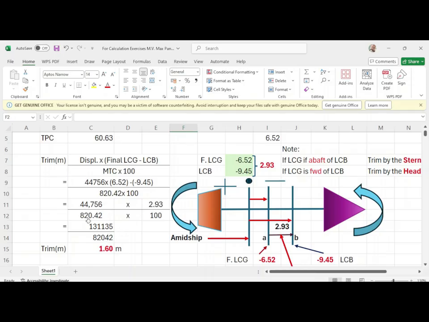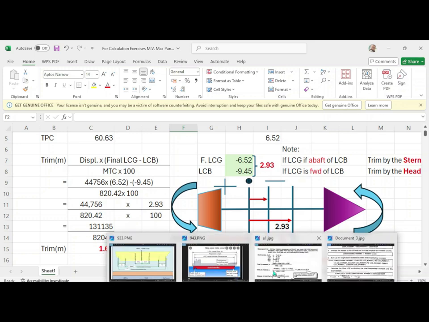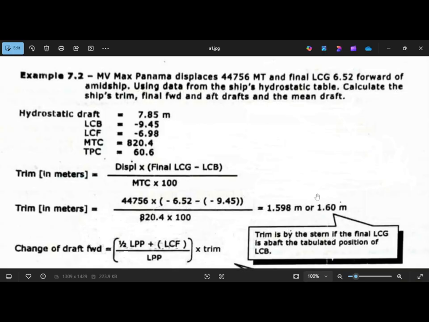Over the MTC multiplied by 100, that will be 82042. And the answer to your trim is 1.60, which is the same with this figure here. The trim is 1.60. Okay?